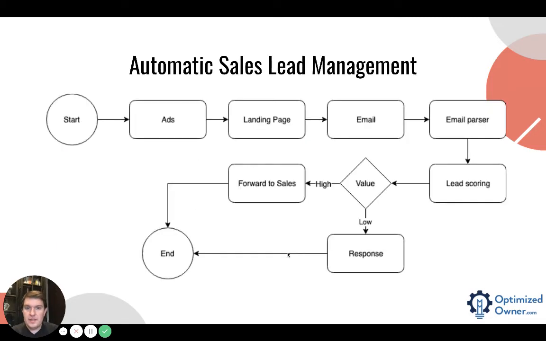So what happens is an ad is seen, usually on either Google or Facebook's network. They go to a landing page. An email is sent in based on a lead form on the landing page. Then an email parser takes it, scores it, and determines whether they're high value. If they're high value, it goes direct to a live salesperson. If it's low value, it gets a response.